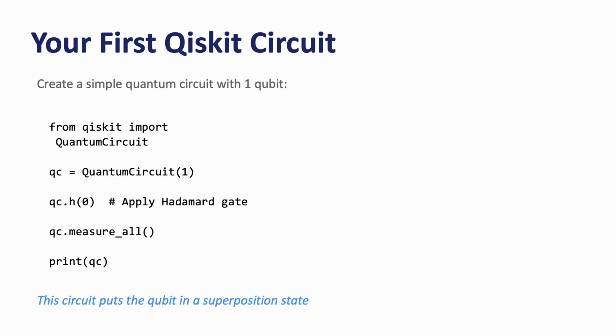The final line measures the qubit and prints out the circuit. Measurement is how we extract information from a quantum circuit. When you measure a qubit in superposition, it will collapse to either 0 or 1 randomly. If we were to run this circuit once, we would get either 0 or 1 with equal probability. When we run it many times, we get approximately 50% zeros and 50% ones. This simple circuit demonstrates a fundamental principle of quantum superposition, and it is the foundation for everything more complex.